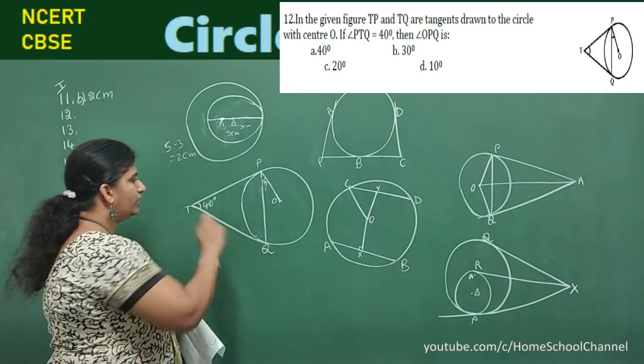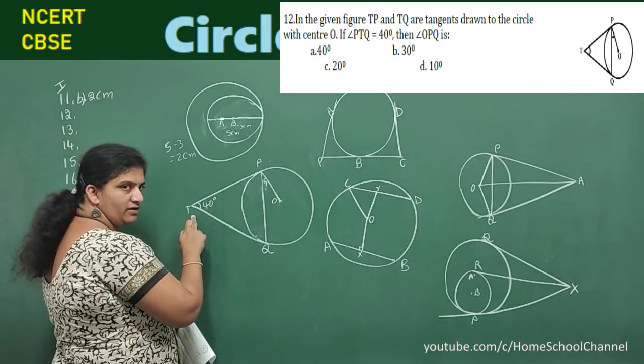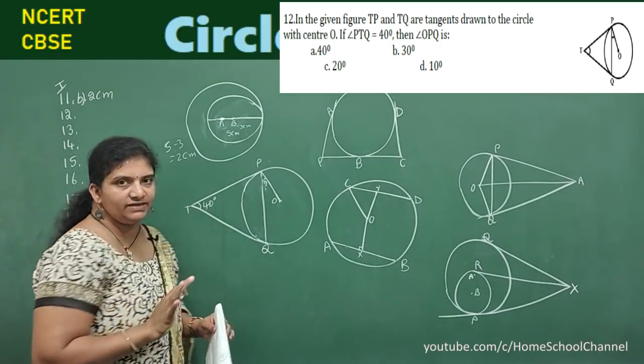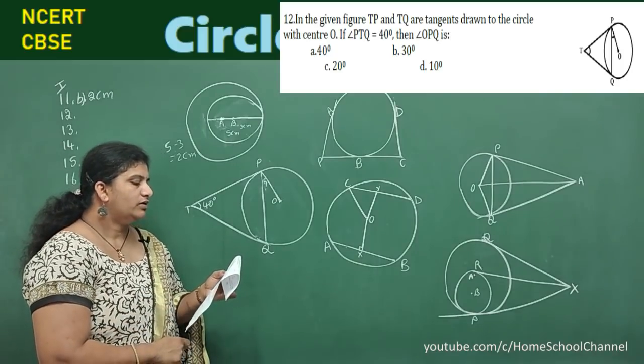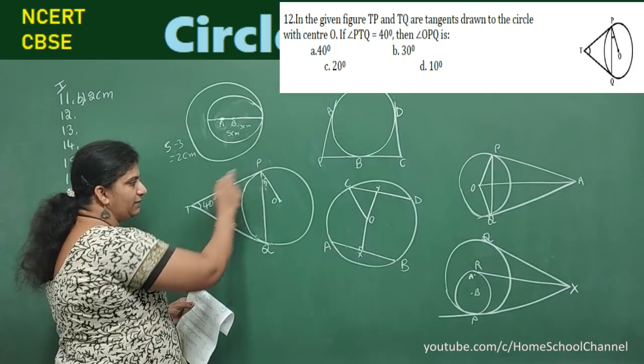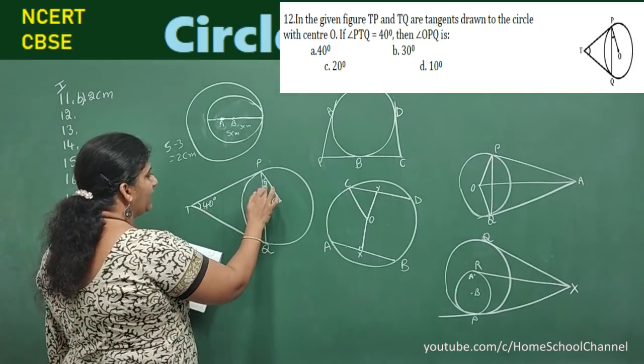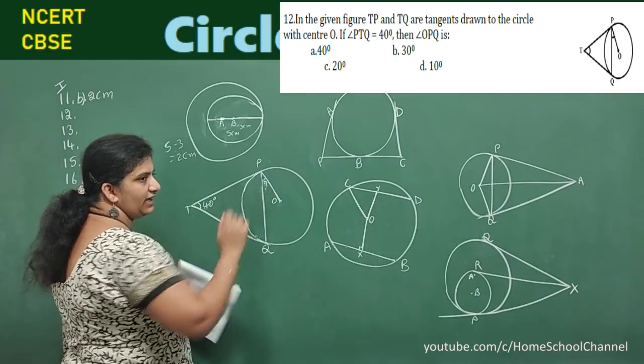12th one, in the given figure, TP and TQ are tangents drawn to the circle with center O. TP, TQ are the tangents drawn from the point T to the circle with center O. If angle PTQ is equal to 40 degrees, this angle is 40 degrees. Find angle OPQ. OPQ means this angle you need.